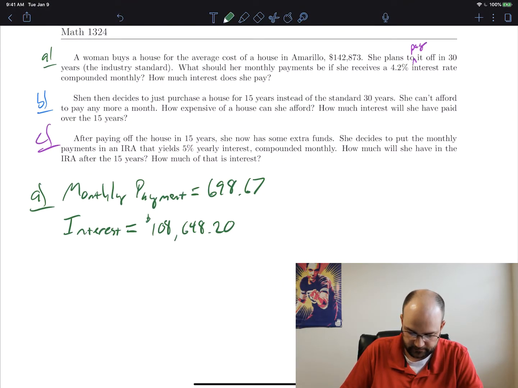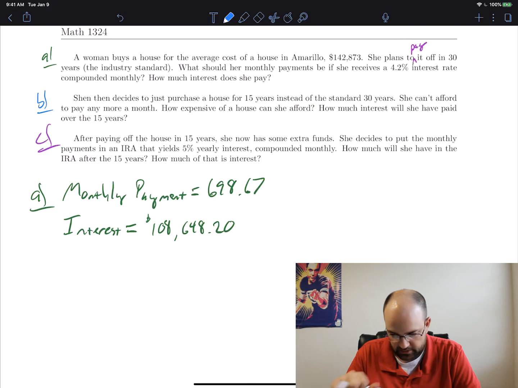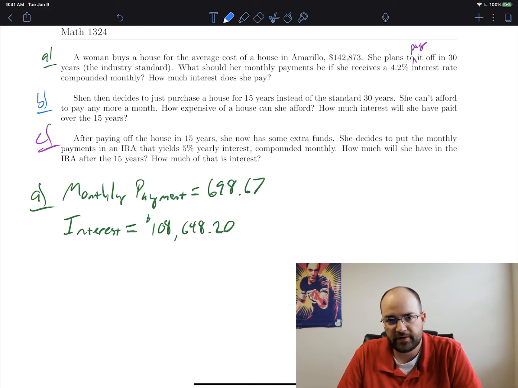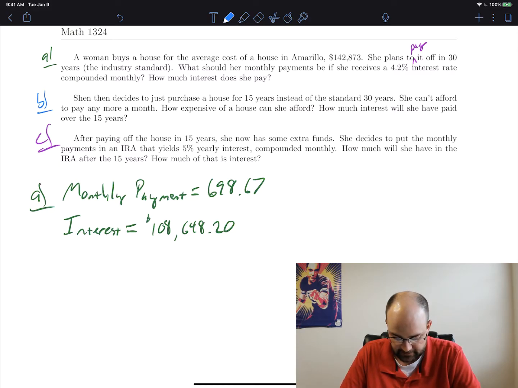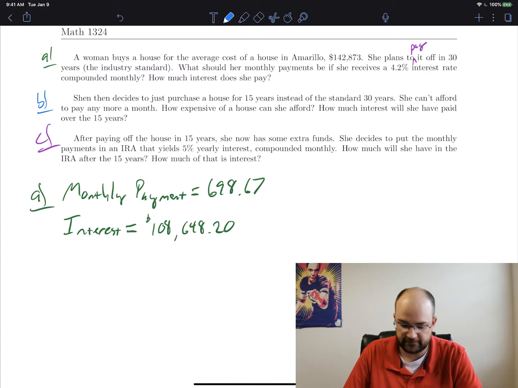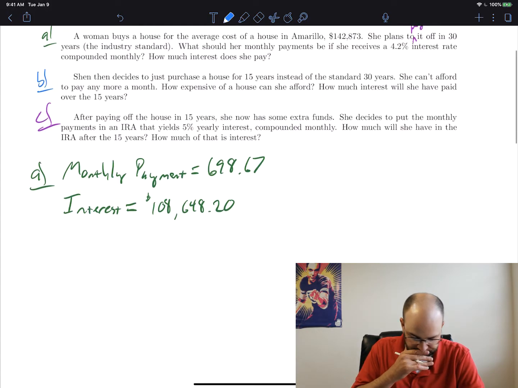Letter B. Because she knows what I'm about to tell you, she then decides to just purchase a house for 15 years instead of the standard 30 years. However, she can't afford to pay any more a month. How expensive of a house can she afford? How much interest will she have paid over the 15 years?